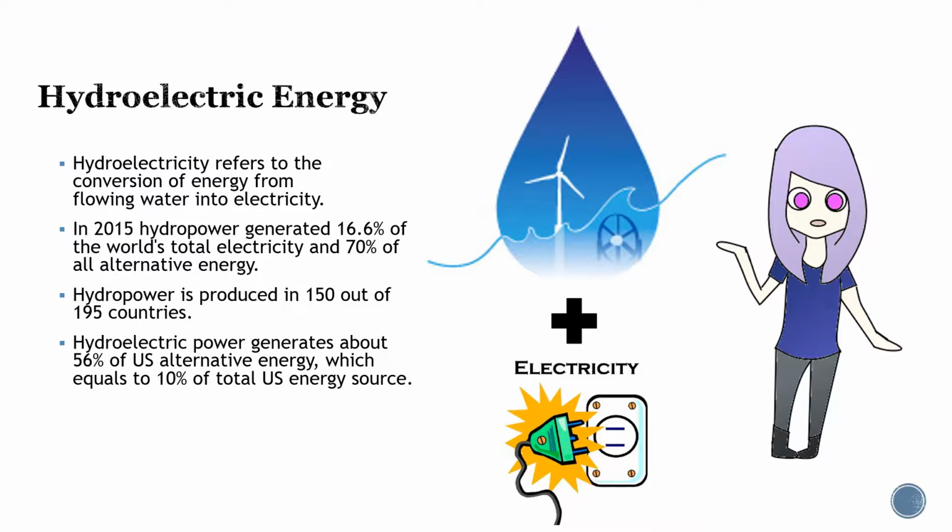Hydroelectric power generates about 56% of U.S. alternative energy, which equals to 10% of total U.S. energy. Hydropower makes up 26% of California's alternative energy sources.